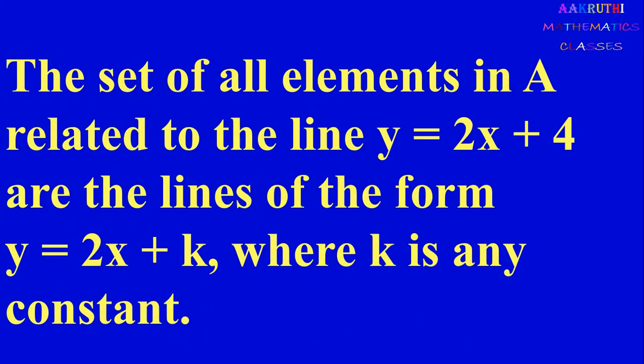The set of all elements A related to the line y equal to 2x plus 4 are the lines of the form y equal to 2x plus k. Now here it is given y equal to 2x plus 4. You have to find all other lines which are parallel to this line. So parallel to y equal to 2x plus 4, it is of the form y equal to 2x plus k. Therefore, the set of all elements in A related to the line y equal to 2x plus 4 are the lines of the form y equal to 2x plus k, where k is any constant.